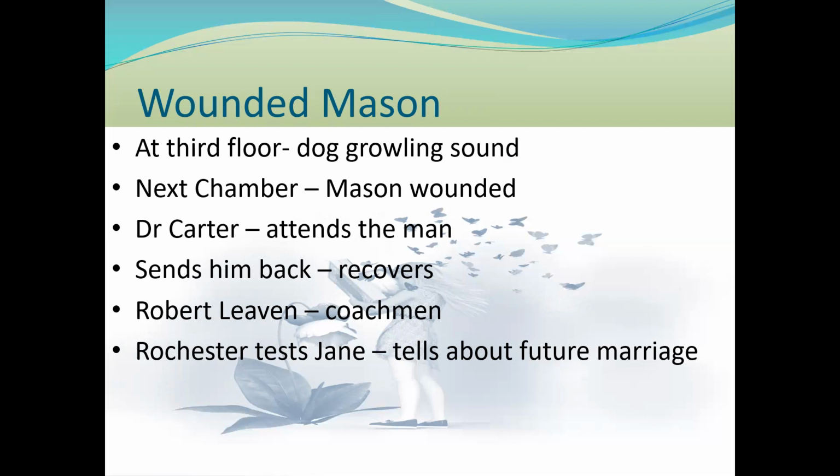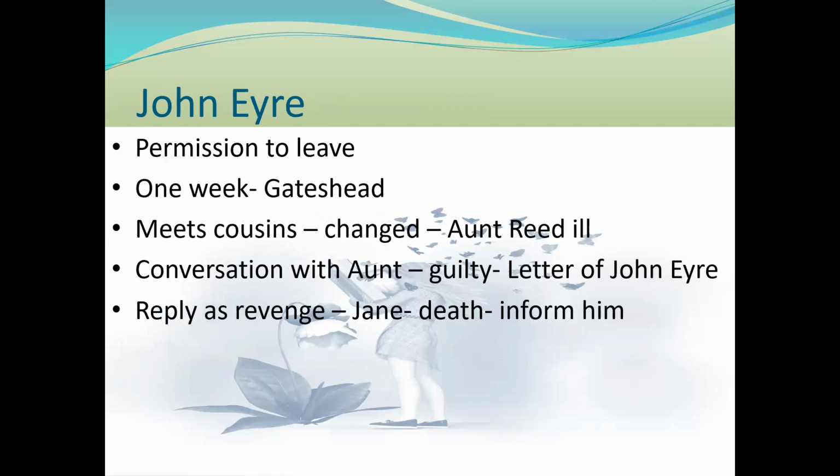Rochester has also started liking Jane, but he does not confess his feelings. He wants to test her. So he builds up a story that he is marrying Blanche Ingram. However, this story is not true. This incident shows that Rochester is good at hiding things. Rochester is definitely mysterious with Jane. Jane gets permission and goes back to Gateshead Hall.